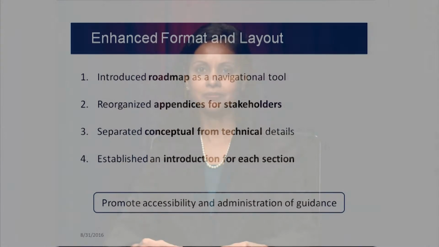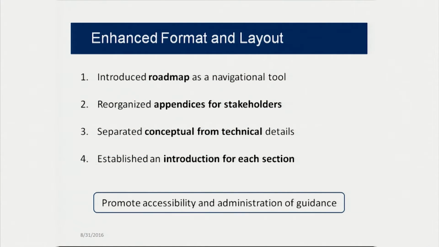So let's start with the first topic, enhanced format and layout. There are 4 big changes made with respect to enhancing the format and layout. More specifically, the revised Chapter 9 includes a roadmap that serves as a navigational tool for readers. The appendices are reorganized and categorized by stakeholders. The chapter now separates conceptual guidance from technical details. And lastly, the chapter has established introduction under each section. Each of these points is discussed in more detail in the following slides.